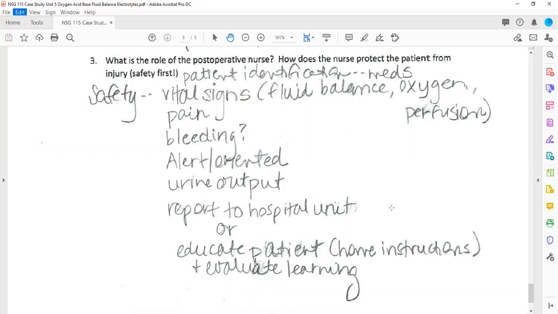So we're going to give instructions to the patient and their family member. We are going to understand that if the patient's had any type of anesthesia, they can't drive. So we're going to ensure that there's someone there that's going to be driving them home. And we're going to evaluate the learning of the things. So we're going to give them instructions in writing and verbally, as well as help transport them either to the exit in a wheelchair, or help transport them on a stretcher back to the unit where they're going.